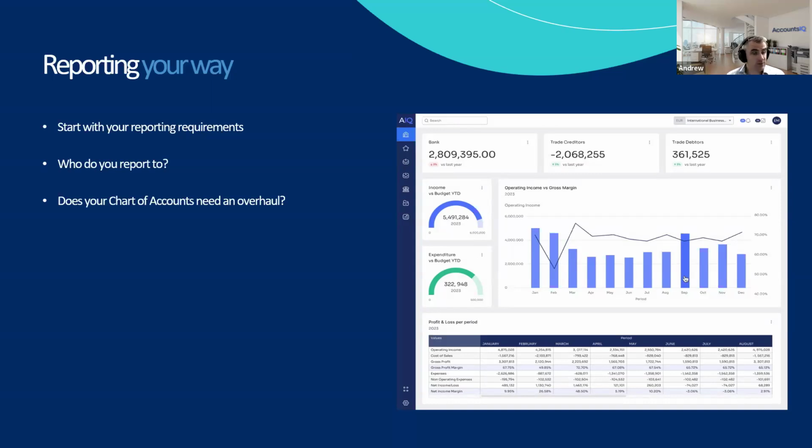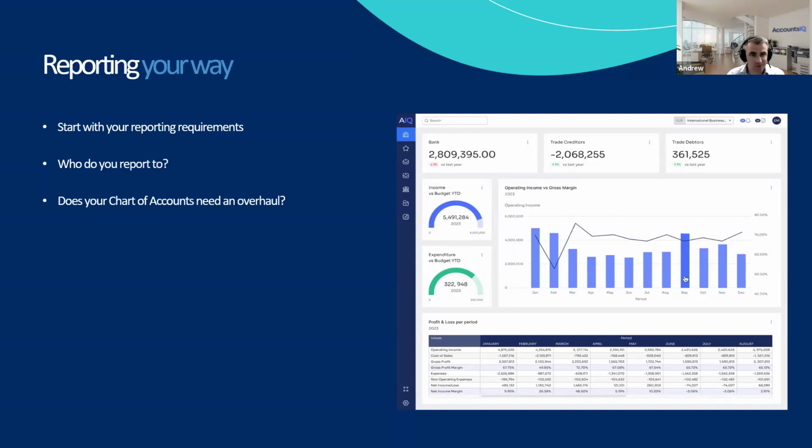Does your chart of accounts need an overhaul? And for nearly every charity I've worked with in the 4.5 years here at AccountsIQ, the answer is invariably yes. Some may have already started that process. They know what codes just aren't fit for purpose anymore. They know what codes in there have become dumping grounds because there's nowhere else to put a transaction.